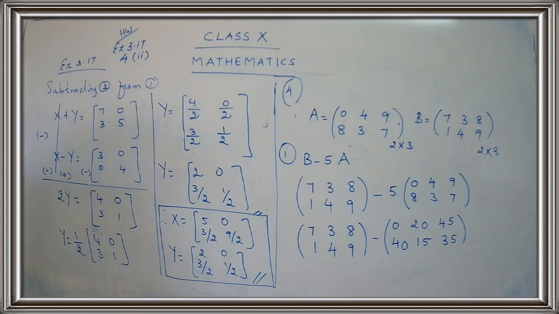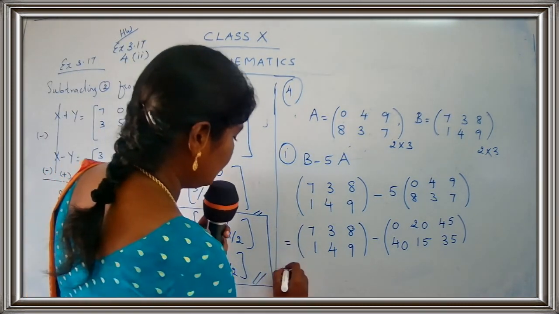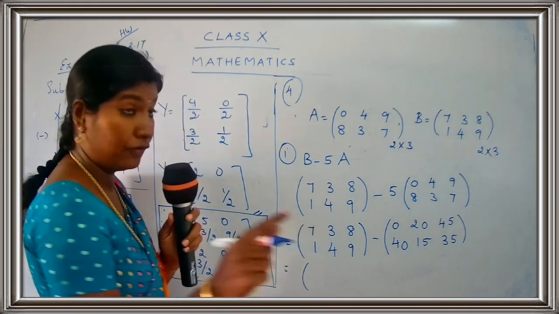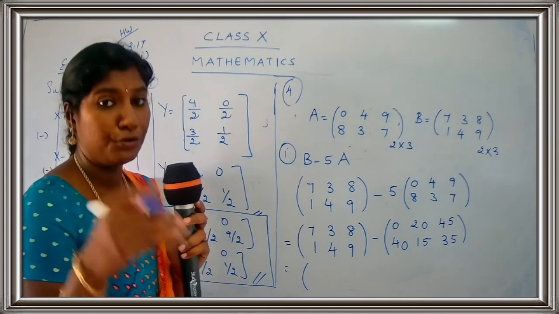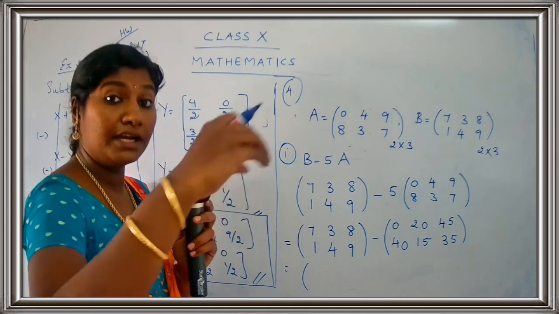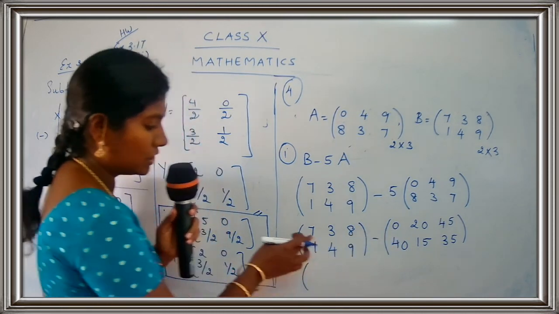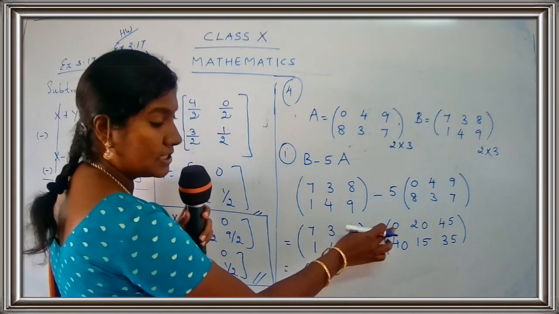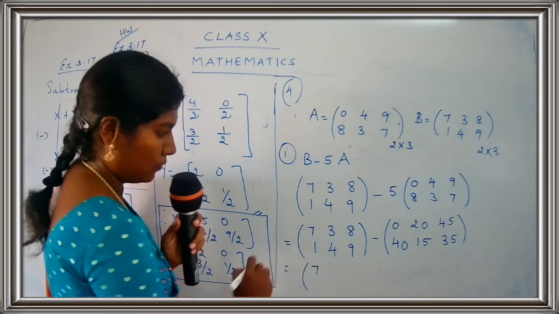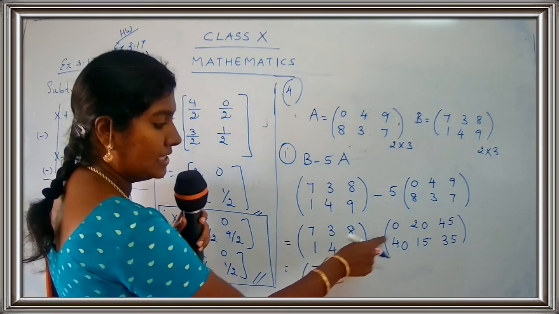Okay, so now let's go for the simplification and let's go for the subtraction part. So this is equal to 7. I have told you whenever you do addition or whenever you do subtraction, follow the corresponding elements. So 7 minus 0. Be careful children. 7 minus 0. What is 7 minus 0? 7. Oh. 3 minus 20.